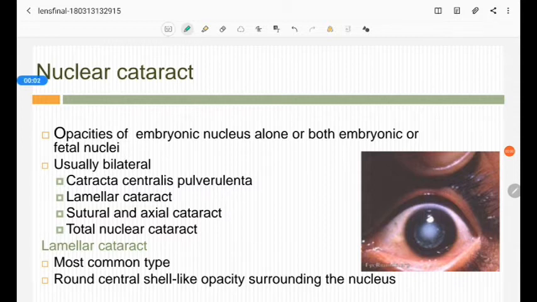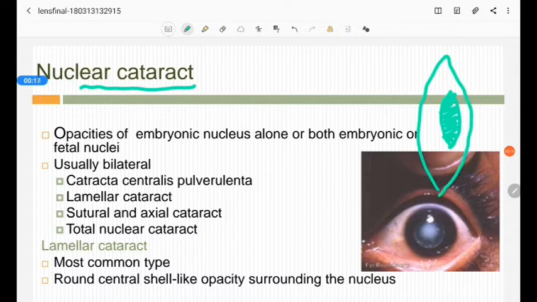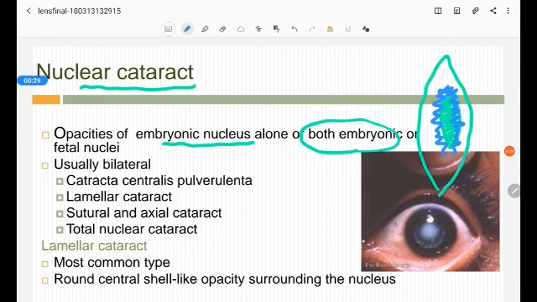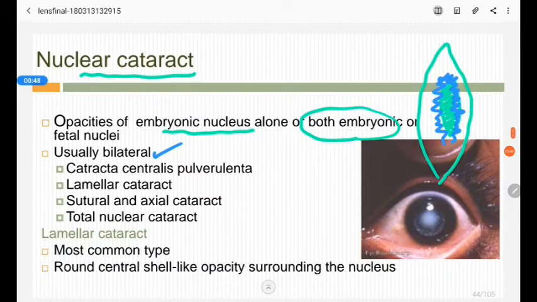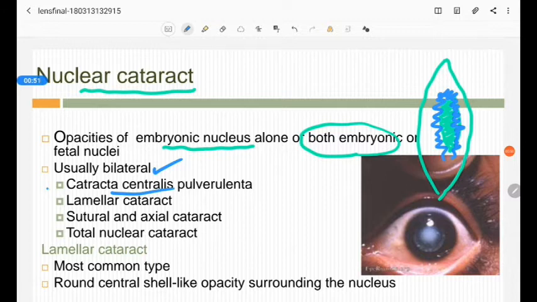Now coming to the nuclear cataract. You should know that it is actually the embryonic, that is the innermost nucleus, that is getting cataractous. Maybe it is the embryonic nucleus alone, or both embryonic as well as fetal, that may get the opacification. Usually the nuclear cataract is bilateral, and there are different types of cataracts in the nuclear cataract phase, that is cataracta centralis, lamellar cataract, sutural and axial cataract, total nuclear cataract.